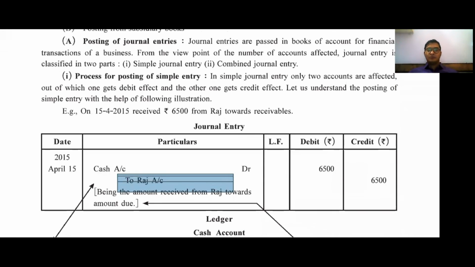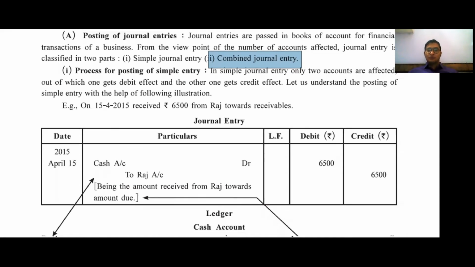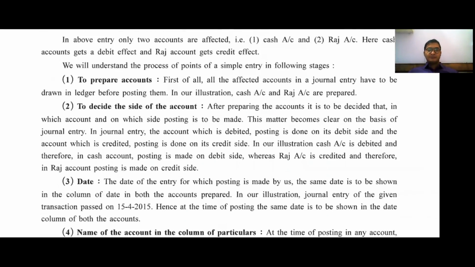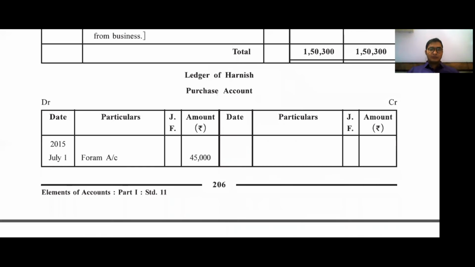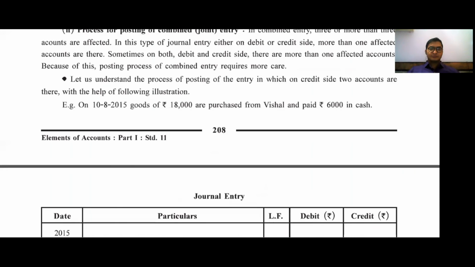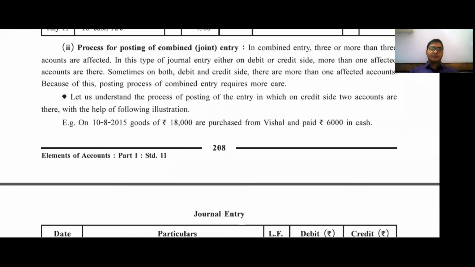But this is the example of a single journal. Now I'm going to explain the combined journal. So in the next example, related to combined journal, on 10th August 2015, goods of 18,000 purchased from Vishal and paid 6,000 in cash.